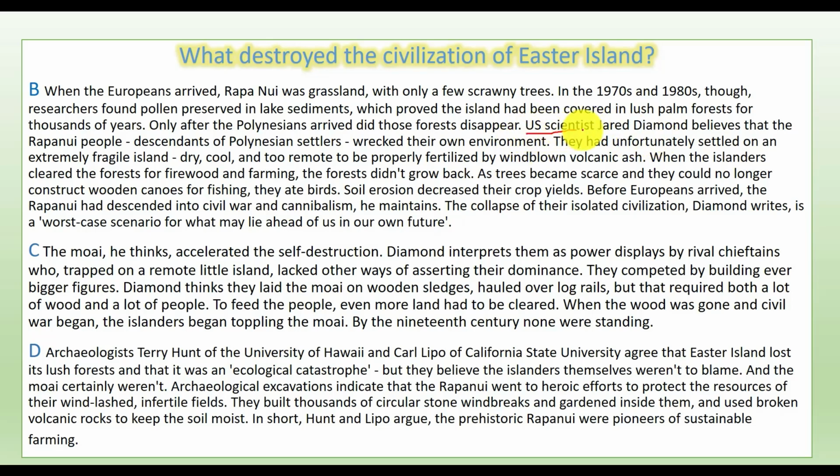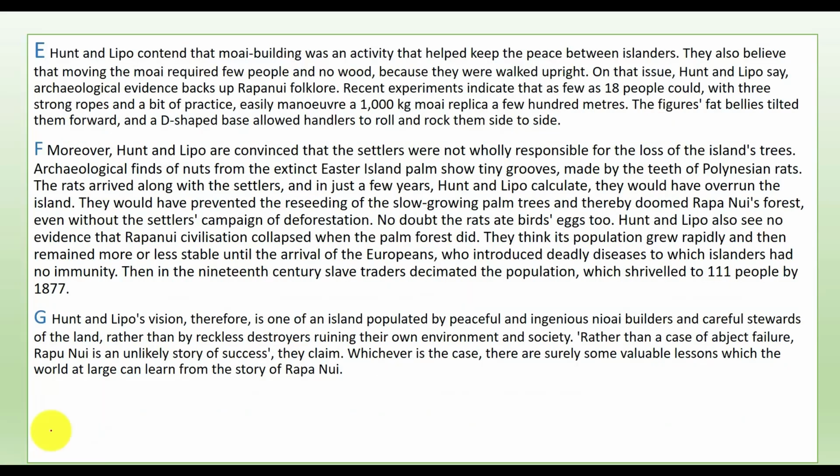Okay, US scientist Jared Diamond believes that, and we have Diamond here, and in the third paragraph, D, we have Terry Hunt of University of Hawaii and Carl Lipo of California State University. Now let's go on to our next slide, Hunt and Lipo. And again, we have Diamond's viewpoint and Hunt and Lipo's viewpoint. Because we have answered the hidden questions, we have an idea of where to look for our answers.